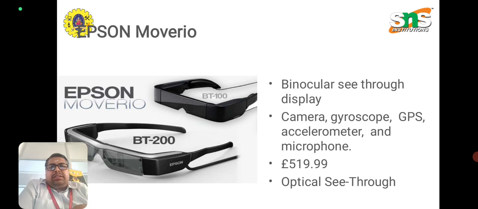The Epson Moverio is a binocular see-through display which has a camera, a gyroscope, GPS, accelerometer and microphone. It is mostly optical see-through, which is being used in the Epson Moverio.